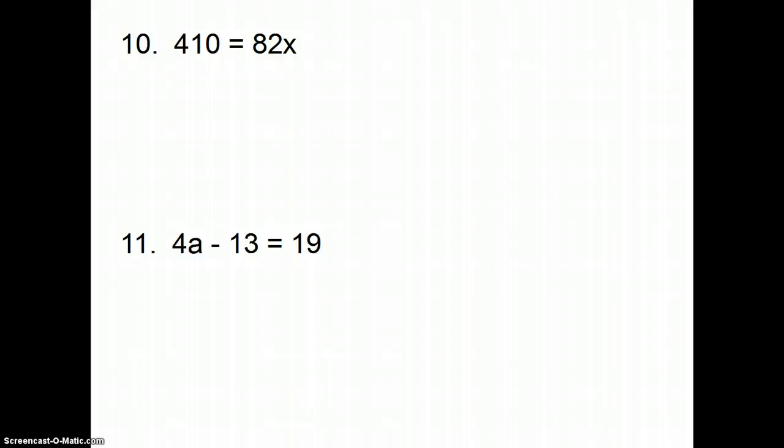Next one, I have 410 equals 82x. So I want to isolate x. I want to get x by itself. And x is stuck to an 82, and the operation between the 82 and the x is multiplication. So to undo that, I have to divide, because division is the opposite of multiplication. I have to divide both sides by 82, and that leaves me with x is equal to 410 divided by 82, which is 5.